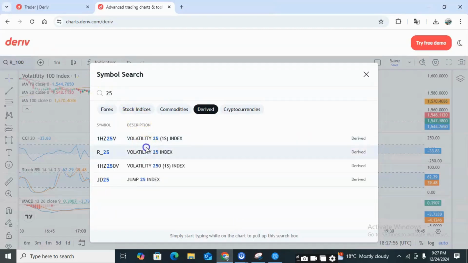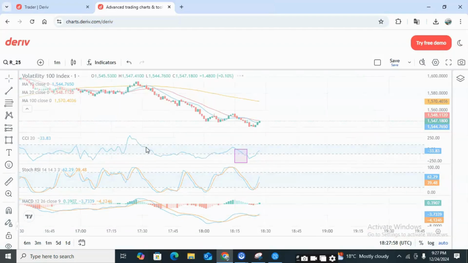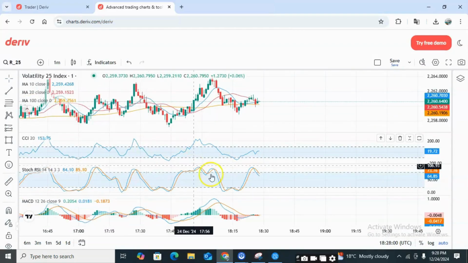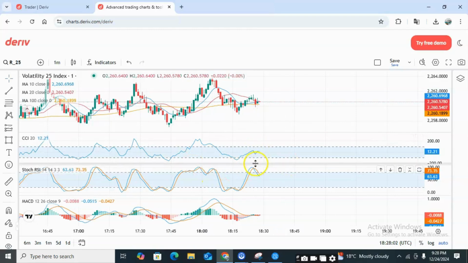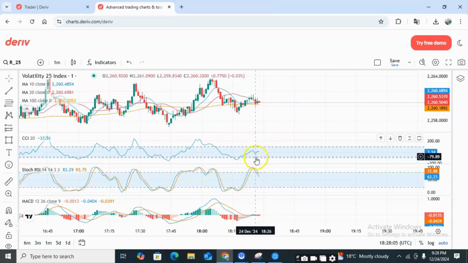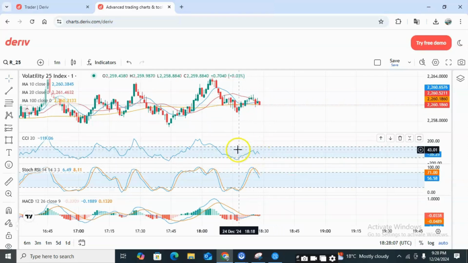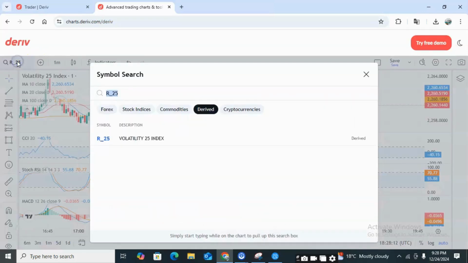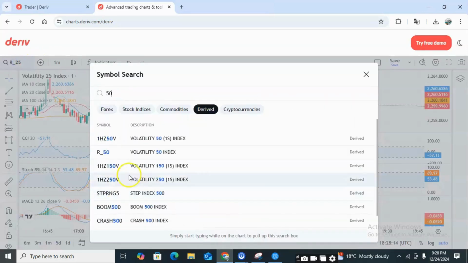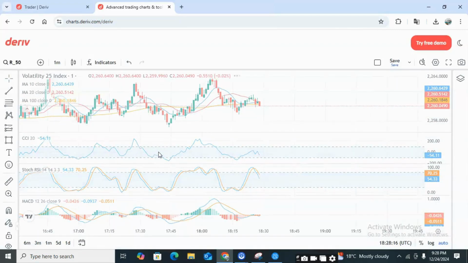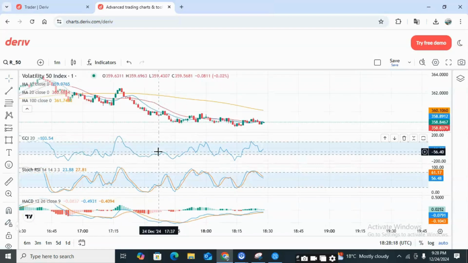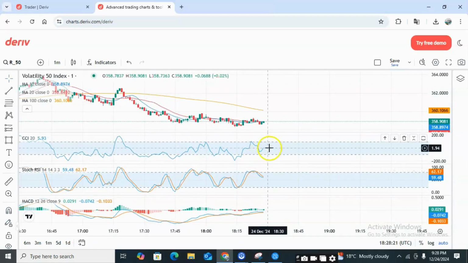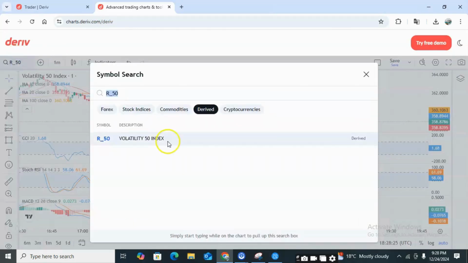Let's try 25 and see how it goes, until we find a strategy. This one is a good market, but as you can see here, the CCI has some bends, so it might not be good for us. So let's go to 50 until we find a good market for us to enter. You can see the CCI has some bends, so we are going to 75.